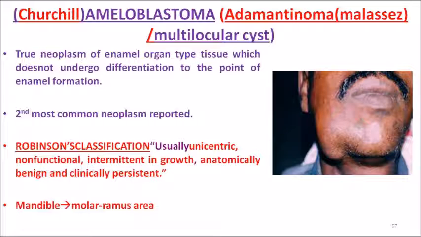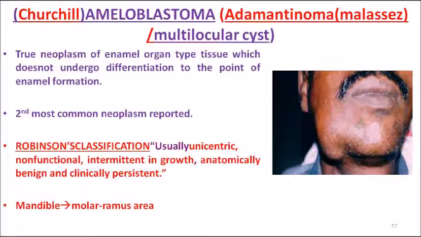Now what is Robinson's classification of ameloblastoma? That is very important. It is unicentric, as I told you, with a single center, but it is multilocular. Inside the circle you can see different soap bubble appearances, different locules. It is unicentric, it is non-functional. It is not transforming into enamel. There is no deposition of enamel, only up till formation of ameloblast cells is happening here.